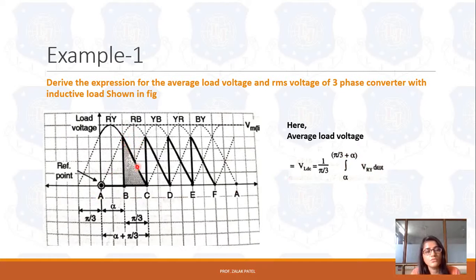This particular magnitude is V of Ry. That's why over here it is V of Ry d omega t. Now we have to take the integration of it and we can find out the average load voltage. So let's start.